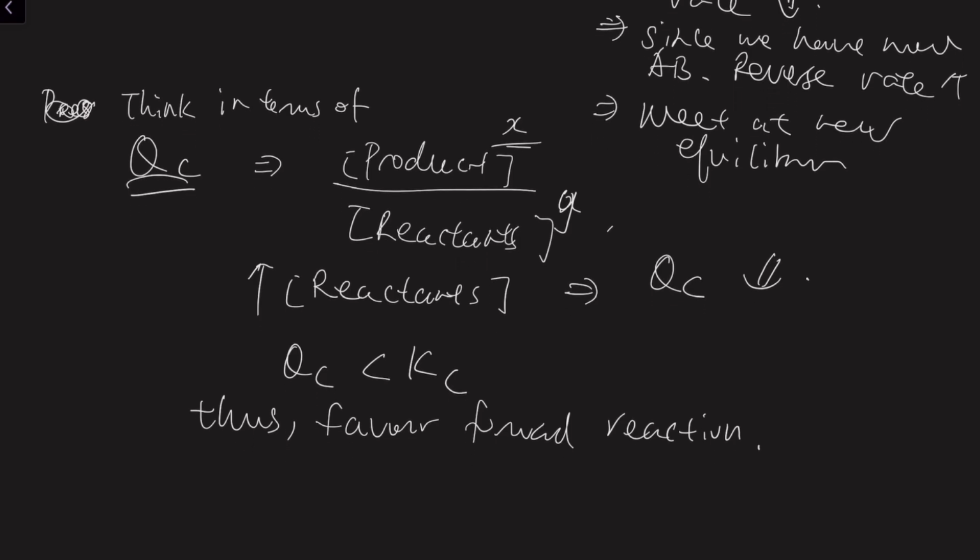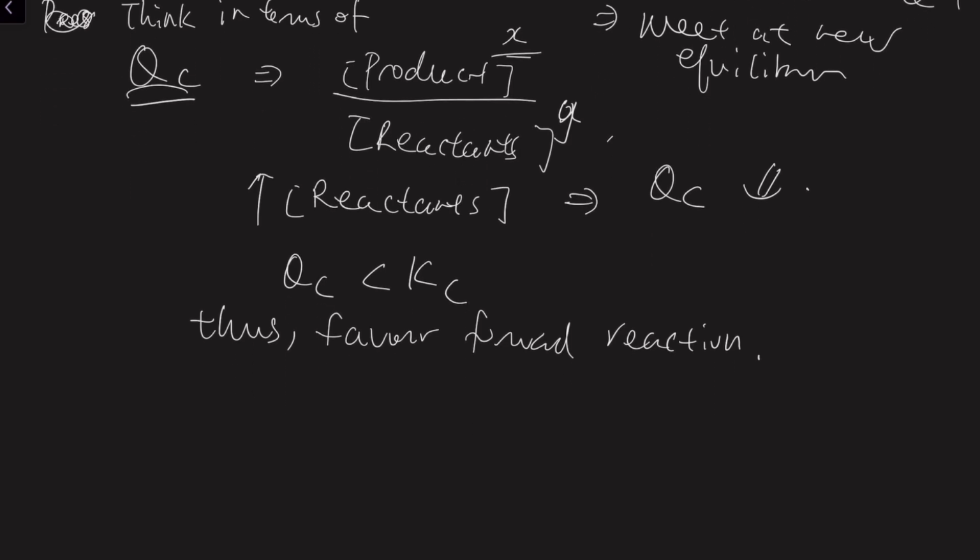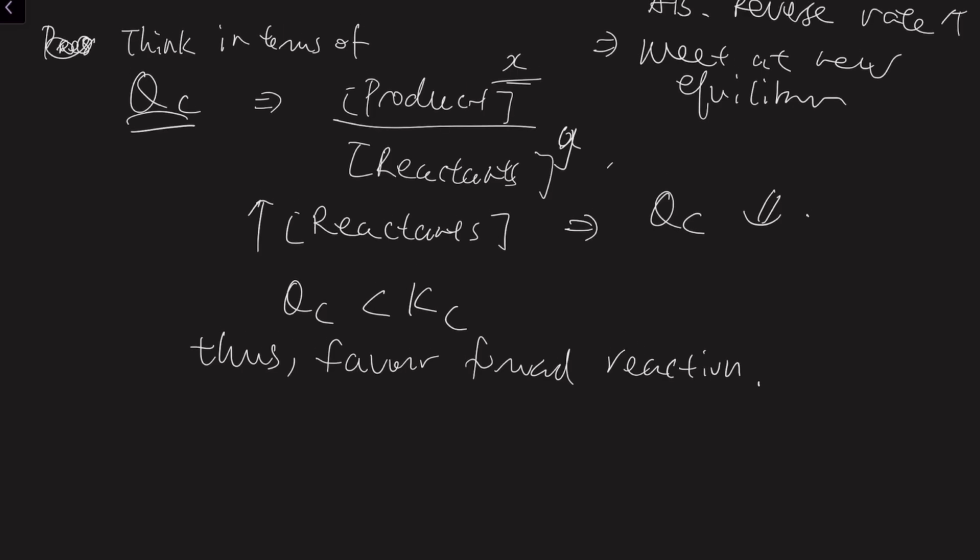So you get the same result ultimately. If you add products, if you add AB, for example, you will increase QC, making it bigger than Kc. So you need to somehow decrease QC by producing more reactants and use up some of the product, which means you are favoring the reverse reaction.